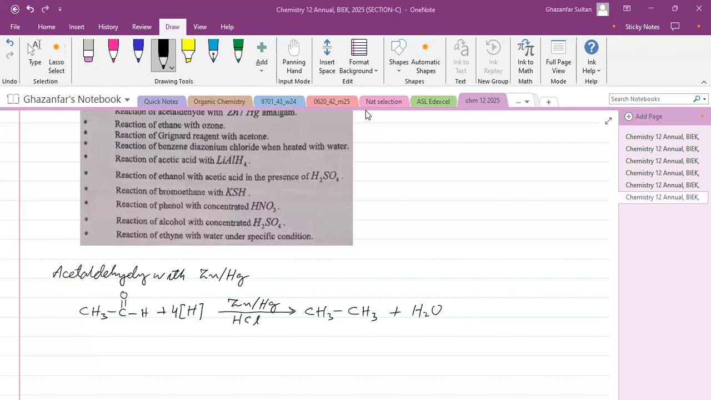Now the second reaction is the reaction of ethane with ozone. So actually there is a typographical error in the paper. It should be either ethene or ethyne. Both of them can undergo ozonolysis, that is part of our syllabus. So first we will see the reaction of ethene with ozone.